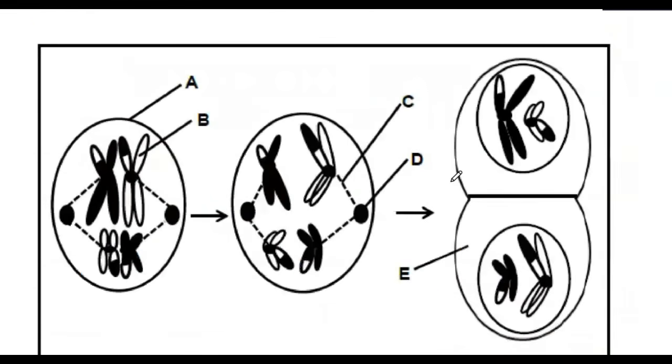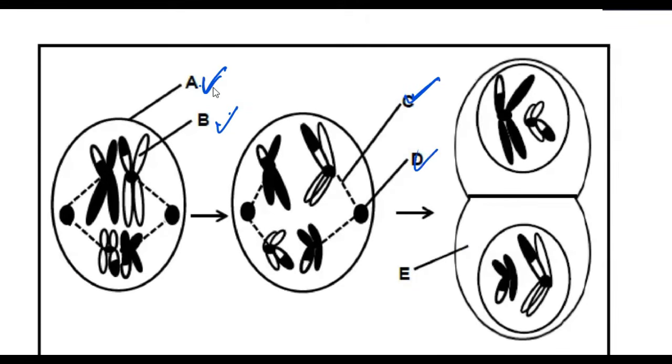So basically, that's how you're supposed to answer such questions, at least in meiosis. What is A? In most cases, students confuse it with a nuclear membrane. This is not a nuclear membrane. You can't have a nuclear membrane when the cell is in metaphase. Therefore, this is the cell membrane. This is the chromatid. This is the chromatid. This is the spindle fiber, and then this is the centriole.